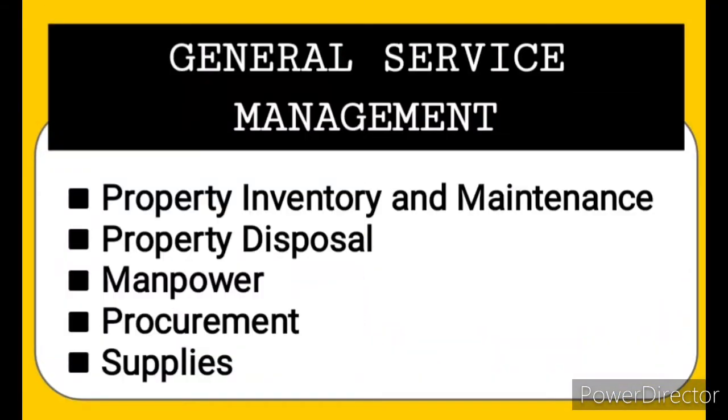In this presentation, we will be talking about the five sections of the General Service Management. First, the property inventory and maintenance. Second is the property disposal. Third is the manpower. Fourth is the procurement. And last is the management of supplies.